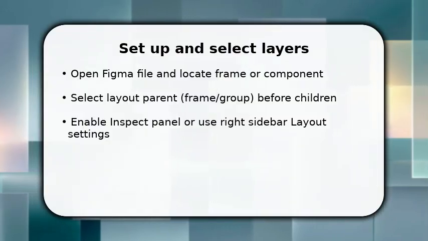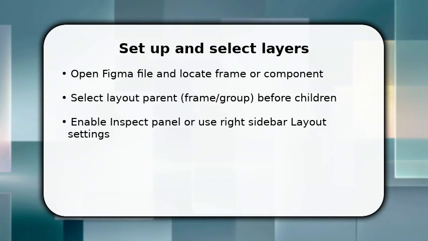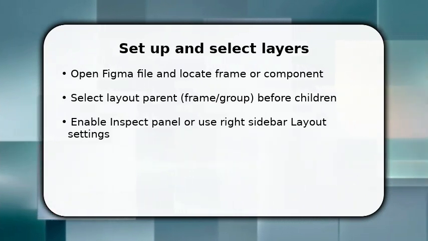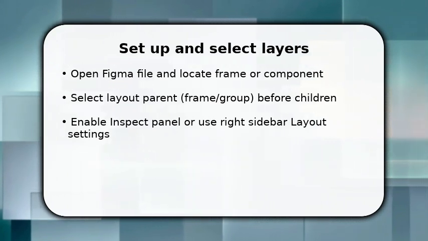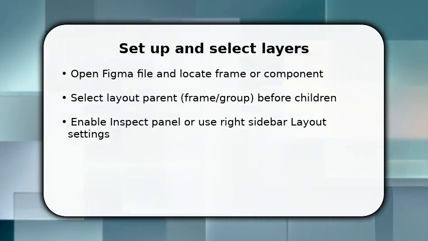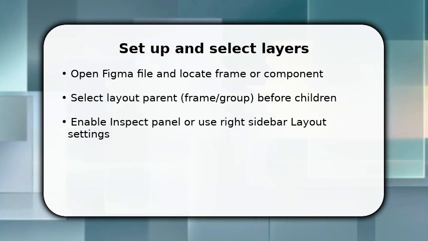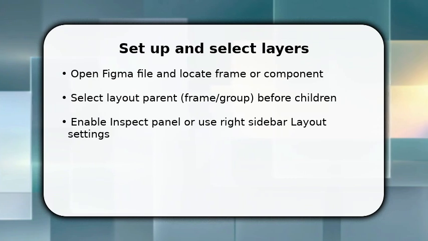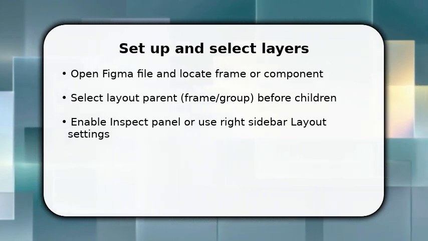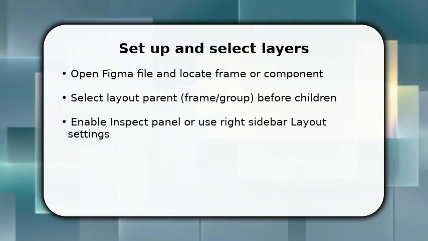You start by focusing on the container that controls padding. Select the frame or component first. Once selected, open the right sidebar and reveal the auto layout or layout grid controls so you can see padding fields. Make sure children are visible. Hide overlays if needed. You do this because padding is applied to the parent, not individual children.